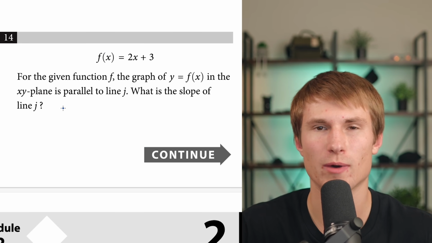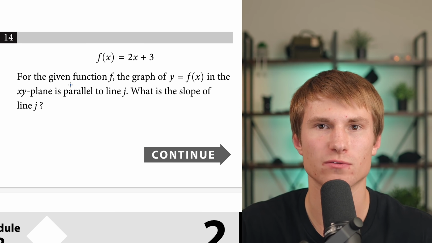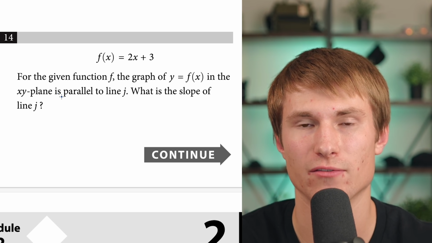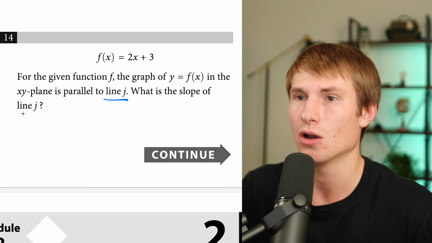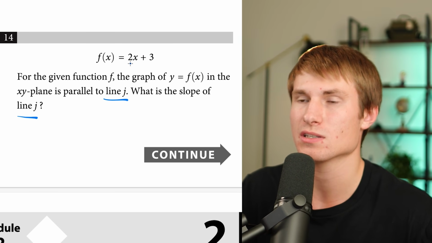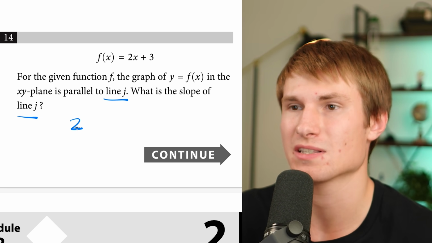Here's something you need to know about parallel lines for the SAT math section. Question 14 states, for the given function f, the graph of y equals f of x in the xy plane is parallel to line j. What is the slope of line j? Well, since they're parallel, they have to have the same slope, which means that line j must have a slope of 2.